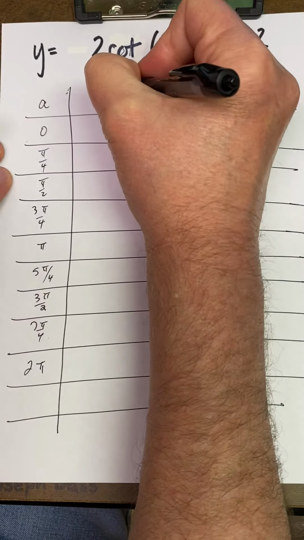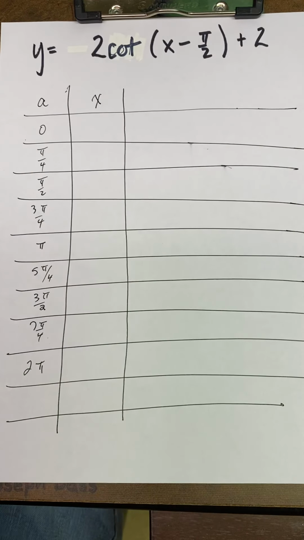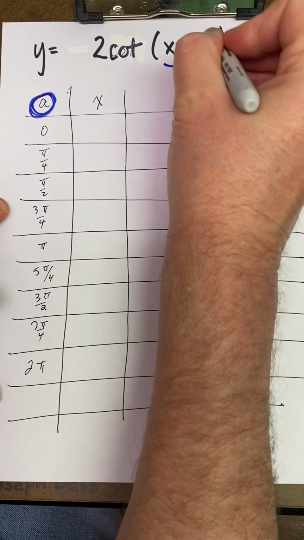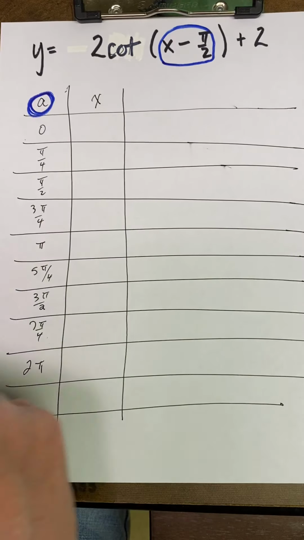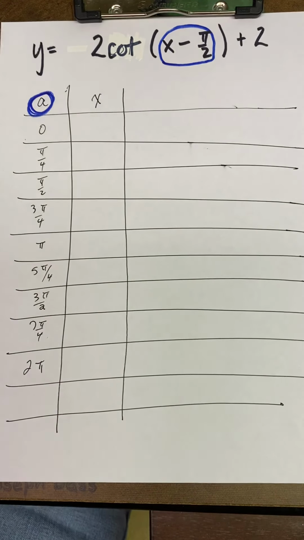And what x value is going to give me that argument? This argument is this, right? X minus pi over 2 needs to be 0. X minus pi over 2 needs to be pi over 4, and so on. So what have I got? Let's do the arithmetic on another sheet of paper. Grab one.